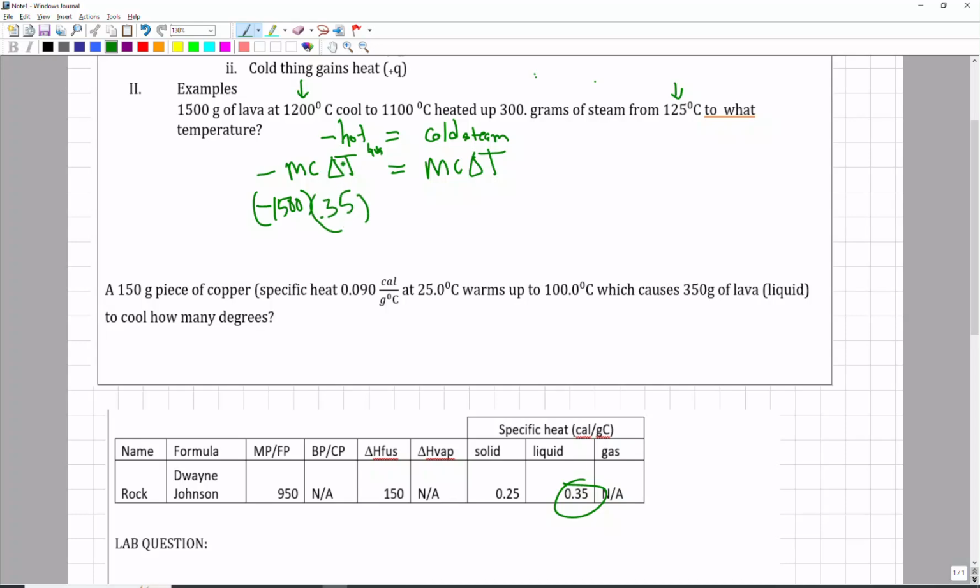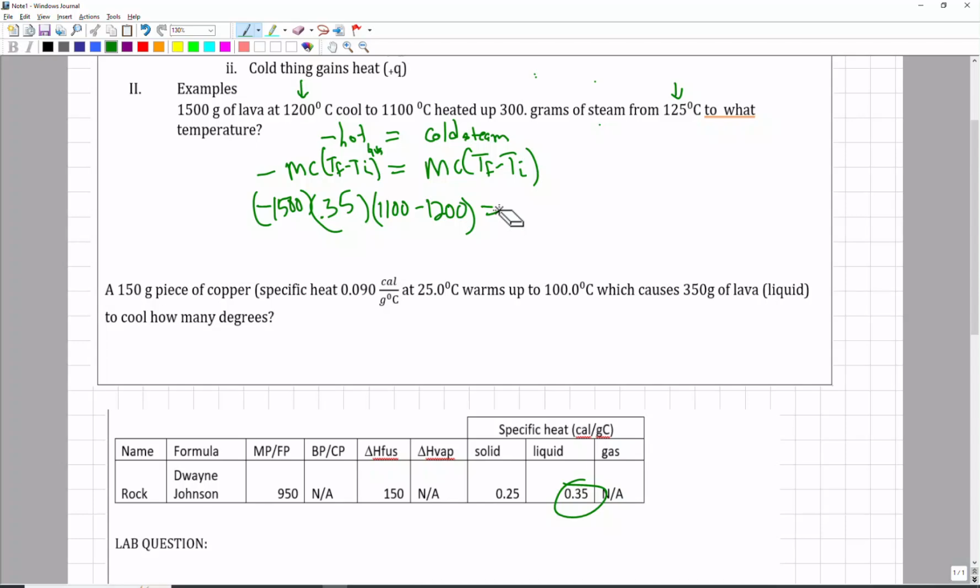And the change in temperature here is T sub F minus T sub I. As a matter of fact, I'm going to change my equation right here, that's still negative hot, to T sub F minus T sub I. And my delta T over here should be T sub F, that's final temperature, minus T sub I, that's initial temperature. So my final temperature is 1,100 minus initial temperature, 1,200.